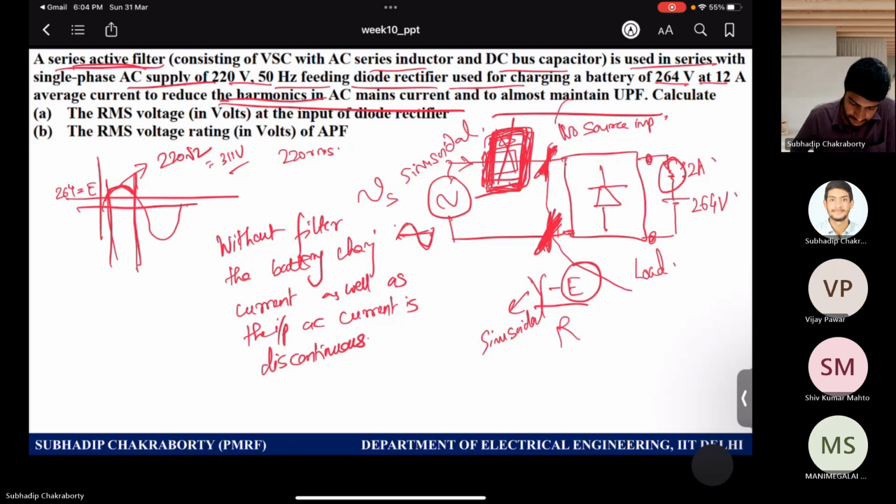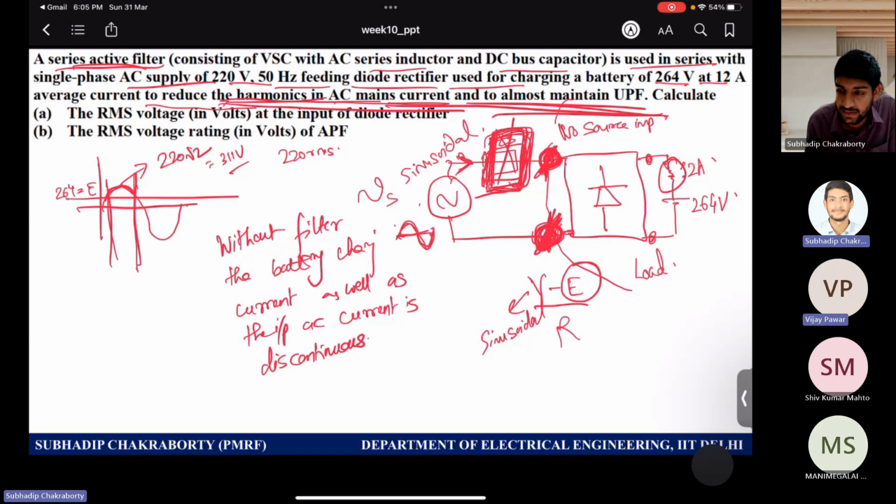After the filter, sir? Yes, this point. If you have connected the filter, then it will be sinusoidal. No, please understand the purpose. How do you design the series active power filter? Please read the problem. To reduce the harmonics in the AC mains current, it is not telling you about voltage. The current was initially non-linear input current, that you understood. Now after connecting the filter, you design the filter in such a way that you want your input current to be sinusoidal. Correct? That is given in the problem, and also to have unity power factor.